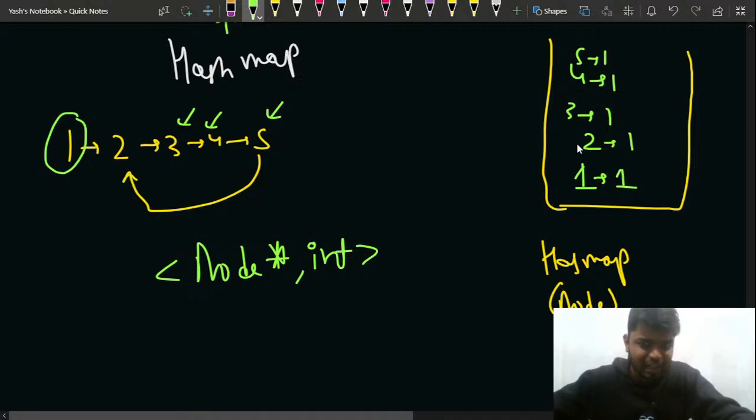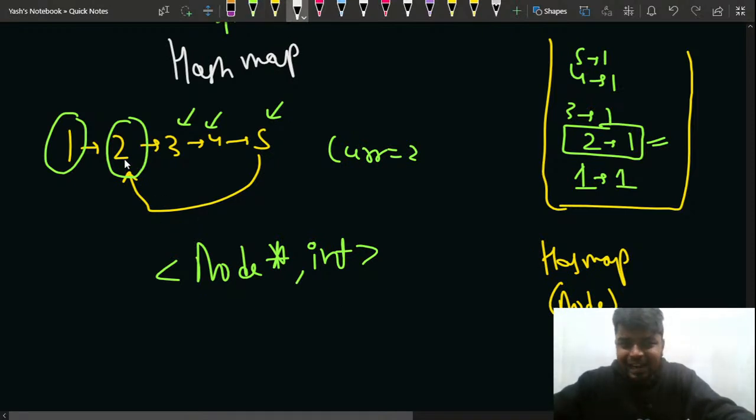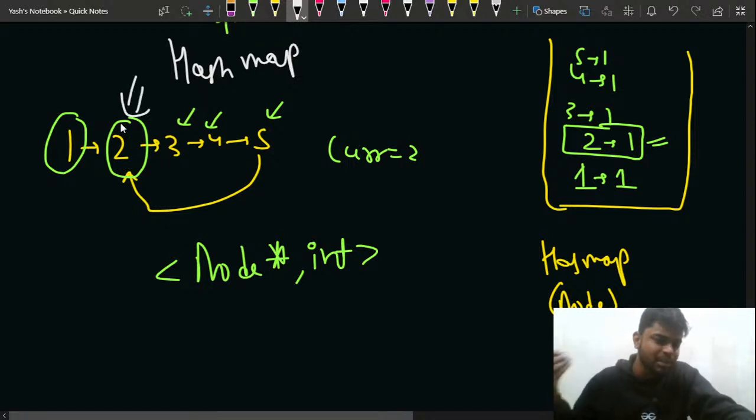Notice that these nodes hadn't been seen earlier in the map. But when my current moves to this particular node, I can see that it already exists in the map. My 2 is already marked, so that means I have already traversed 2. That is why I'll say that there exists a cycle, and the starting point of the cycle will be the current node. The first node which is repeating will be the starting point.